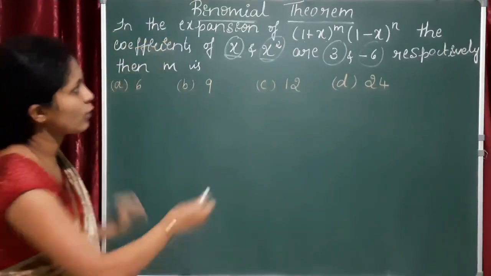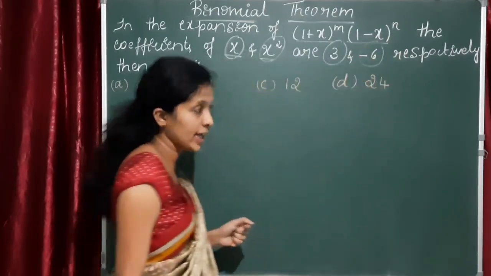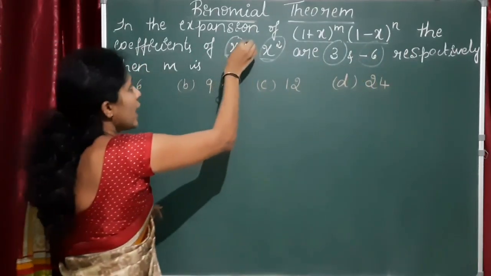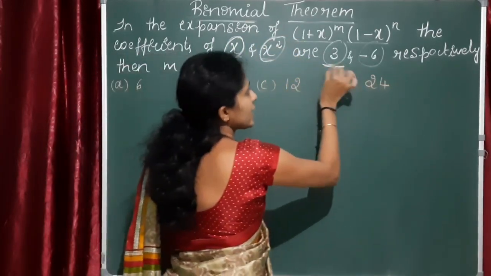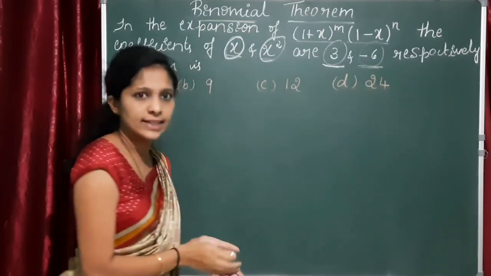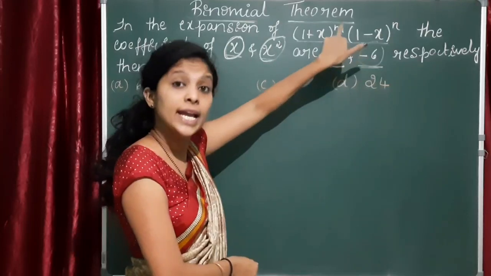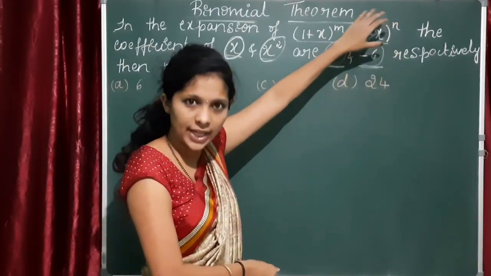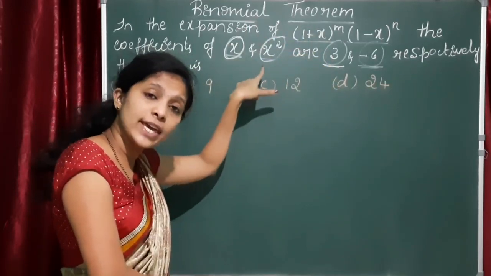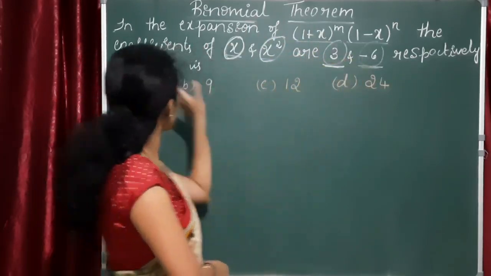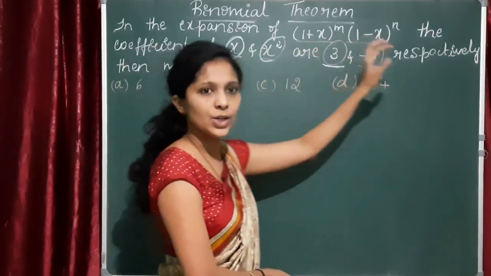In the expansion of 1 plus x whole to the power m into 1 minus x whole to the power n, the coefficients of x and x square are -3 and -6 respectively. Is it clear? In this expansion, I mean the product of these two, 1 plus x whole to the power m into 1 minus x whole to the power n, the coefficient of x will be -3 and the coefficient of x square will be -6. Then find the value of m. Options are 6, 9, 12, 24.